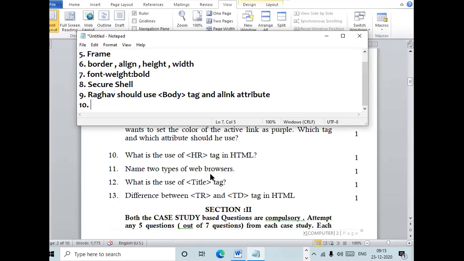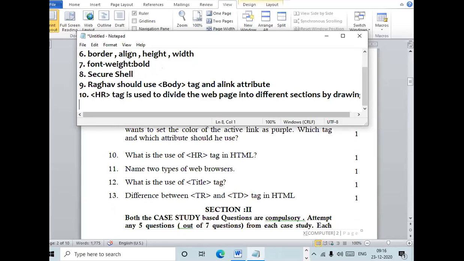Now, 10th question. What is the use of HR tag in HTML? Beta, HR tag is used to divide the web page into different sections by drawing a horizontal line across the width of the web page. This is the complete proper definition of HR tag.